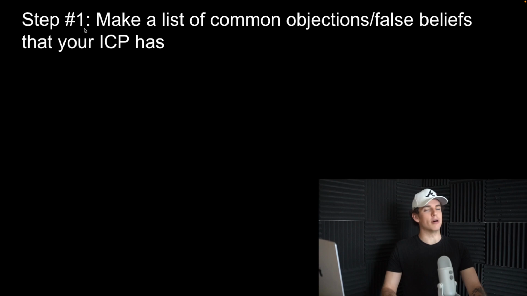Now, the first step of this exercise is to make a list of common objections or false beliefs that your ICP has. And if you don't know what ICP is, that is your ideal client profile, your avatar, your attendee that you want to serve, the person that's going to be in the seats of your events, and the person that you actually want to be in the seats of your events.